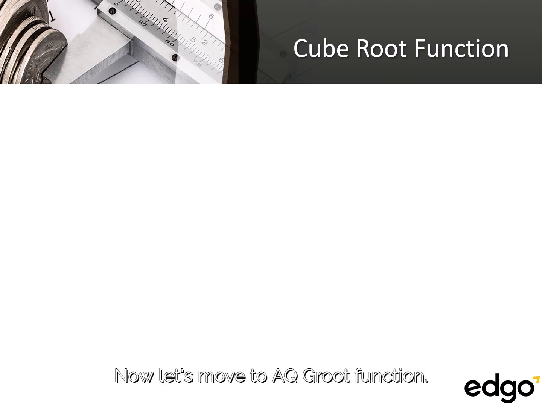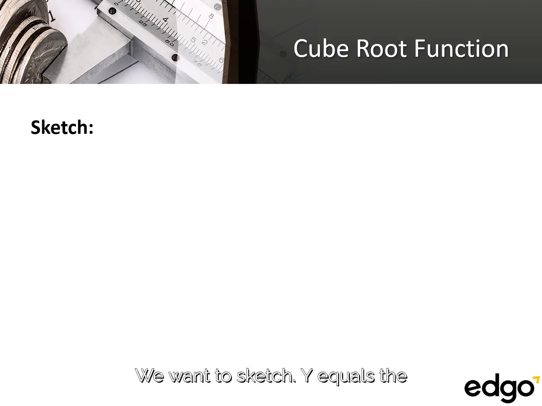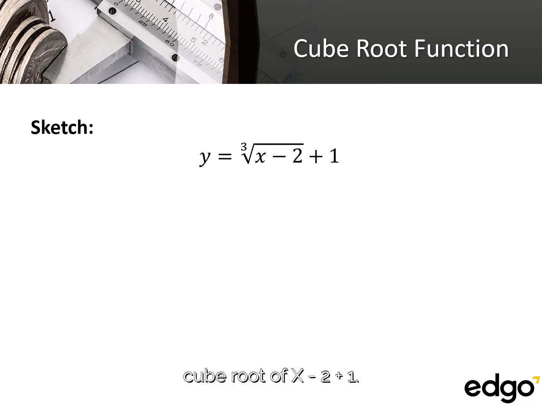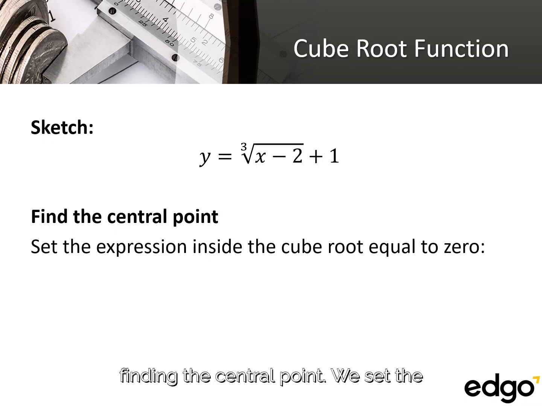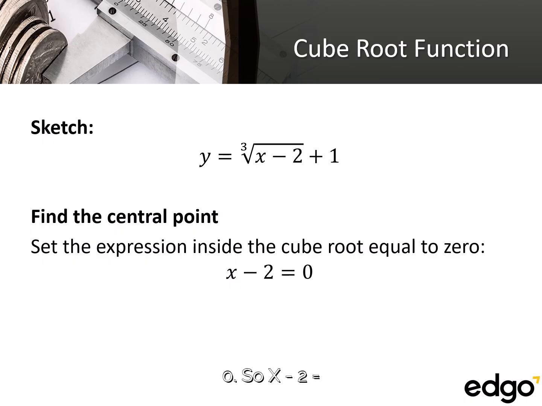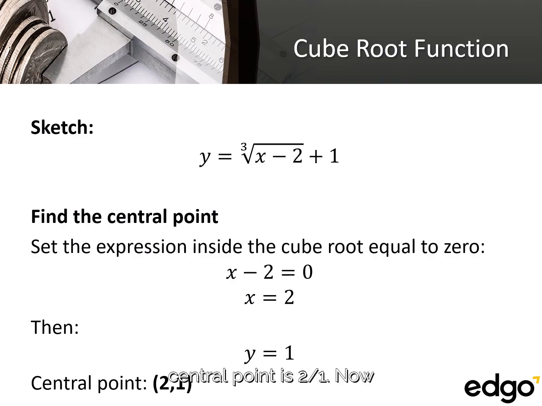Now let's move to a cube root function. We want to sketch y equals the cube root of x minus 2, plus 1. For a cube root function, we begin by finding the central point. We set the expression inside the cube root equal to 0. So x minus 2 equals 0. Therefore, x equals 2. Then y equals 1. So the central point is (2, 1).